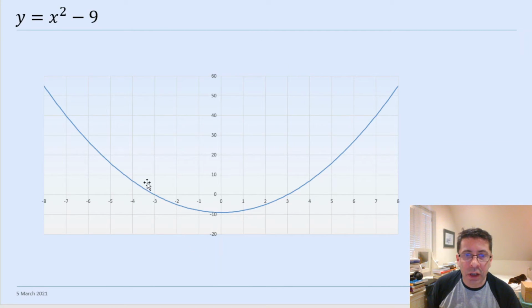So the curve comes down, touches at minus 3, which is one solution, comes under, and then goes back up and touches at 3. Of course, it hits the y-axis at minus 9. That's the y-intercept, because when x is 0, this curve is minus 9.